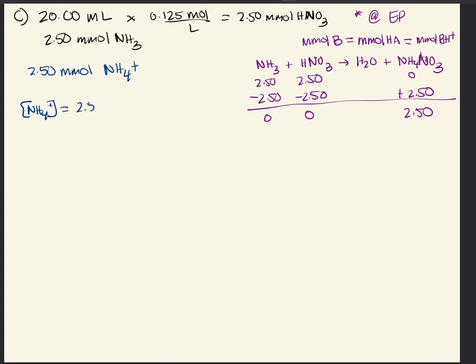So I'm going to take my millimoles and divide it by the total volume, where we have 25 milliliters of my base plus the 20 milliliters of acid that was just added. And when I do that calculation, I get 0.0556 molar.